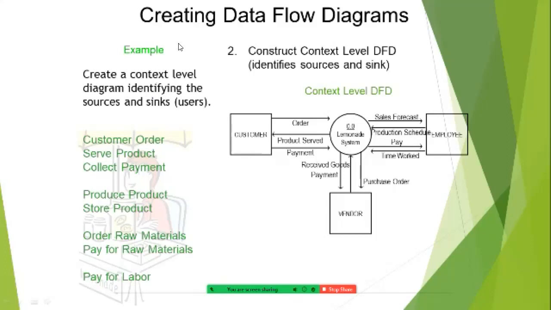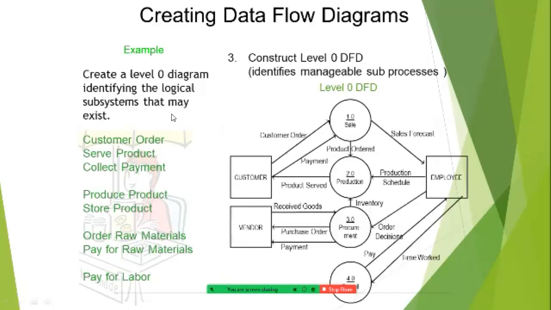Here, in the context level DFD, we have a diagrammatic representation where customer and employee are both connected through the lemonade system, where customer order, sales forecast, the employee production schedule and product served, customer payment, pay time worked, received goods, and payments by vendor. This is the third step, where we construct level 0 DFD and identify manageable subprocesses.